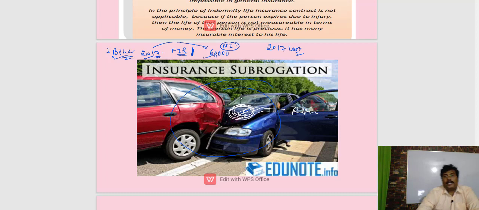So it means what, bacha? That after the event happens, when the insurance company settles your loss, after settling the loss, the ownership of the damaged product is transferred from you to the insurance company.